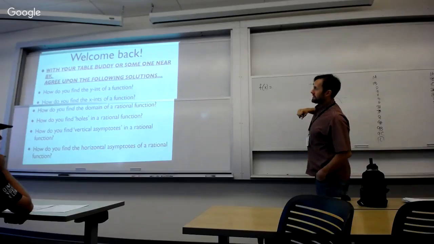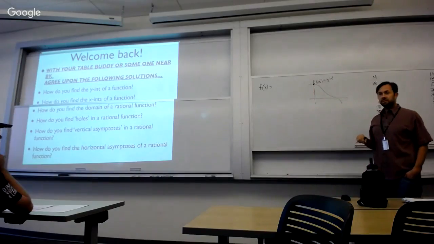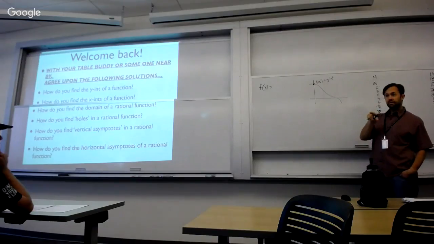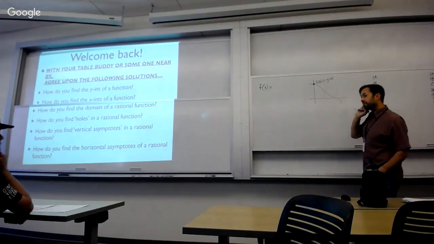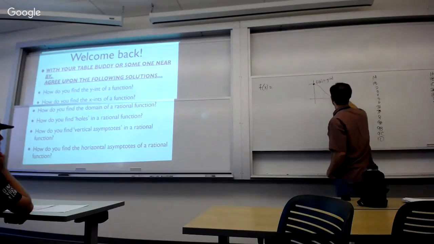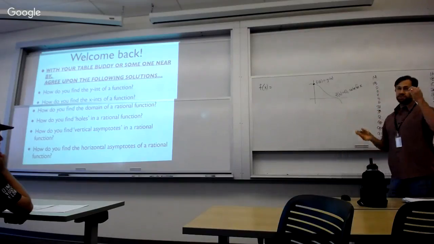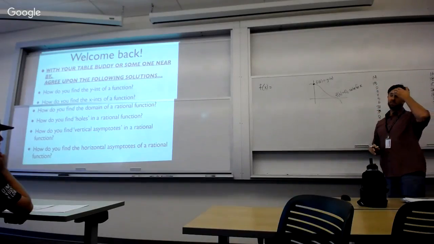And then how do you find the x-intercepts of a function? In general. Yeah, set the function equal to 0. So set f of x equal to 0, and then solve for x. And that's true if it's a polynomial, if it's a parabola, if it's a rational function. That's just all functions. You set the function equal to 0 and solve for x.